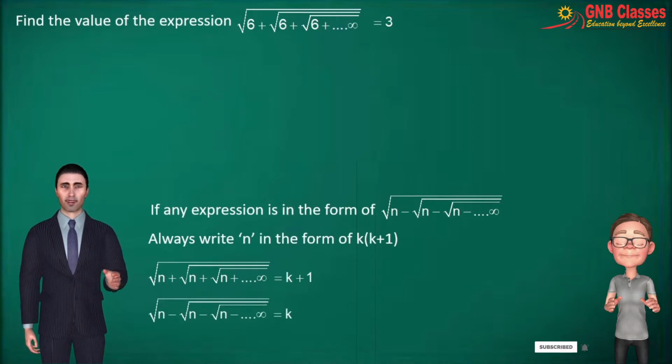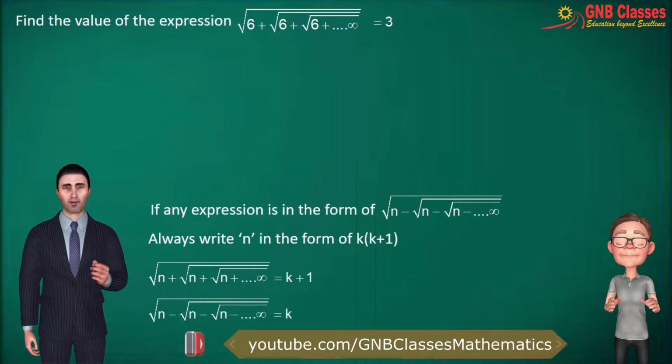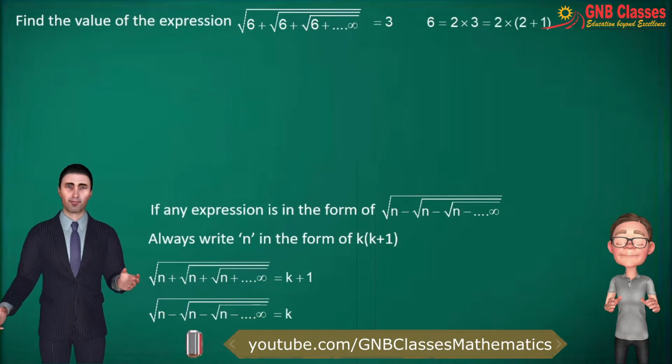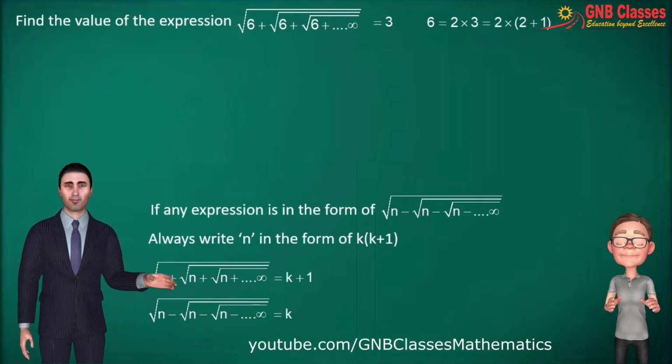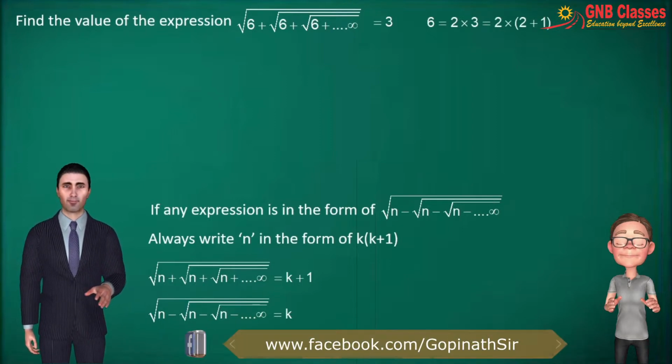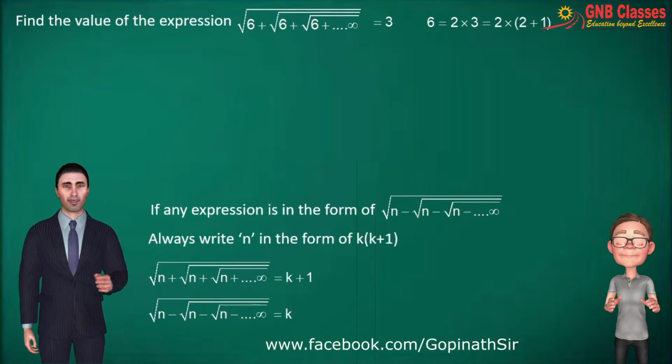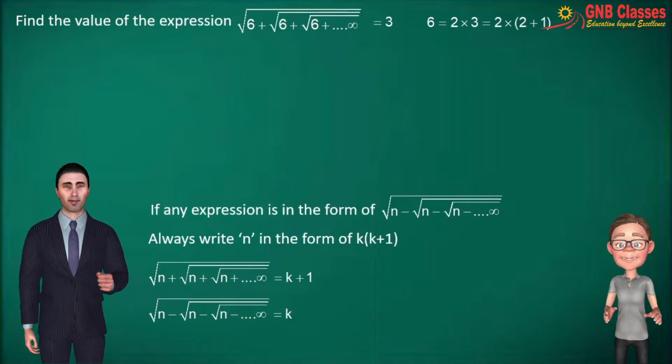Now let us verify the answer that Tom, you have done right now. Here 6 can be written as 2 into 3, which is in the form of k into k plus 1, where k is 2. Therefore, your answer can be directly written as 3. Is it clear, Tom? That's amazing, sir.